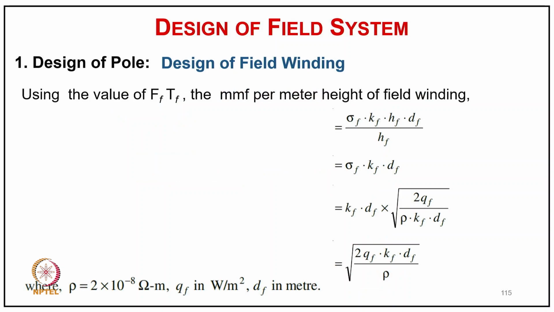So now using the value of HF FFTF, the MMF per meter height of the field winding, that is sigma F into KF HF TF upon HF, that is equal to sigma F into KF TF, or equal to KF DF into under root 2 QF sigma KF DF, or equal to under root 2 QF KF DF upon rho. So considering the resistivity of the copper 2 into 10 power minus 4 ohm meter, and QF in watt per meter square, DF is in meter.